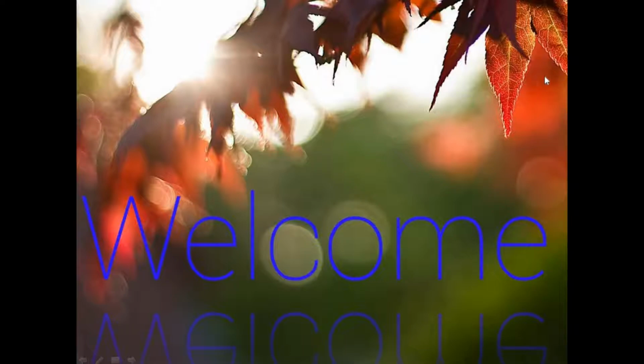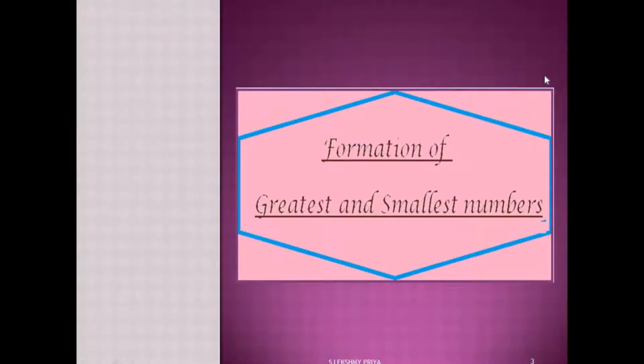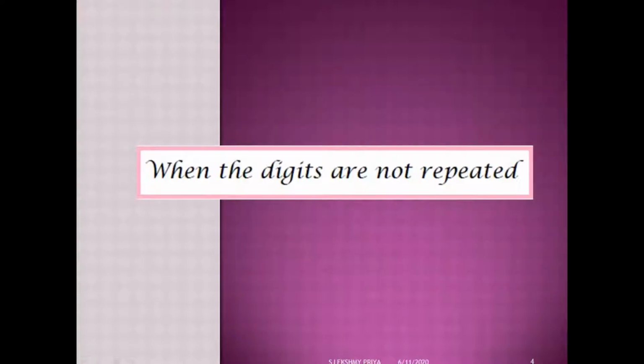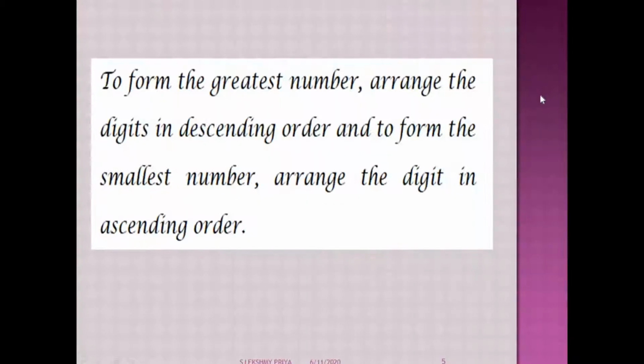In the previous class, we have learned how to order numbers, right? Today, let's learn to form the greatest and the smallest numbers using the given digits. Let's first learn when the digits are not repeated, which means that when you form the greatest or the smallest number, the digits appear only once. There is a rule to write such numbers.